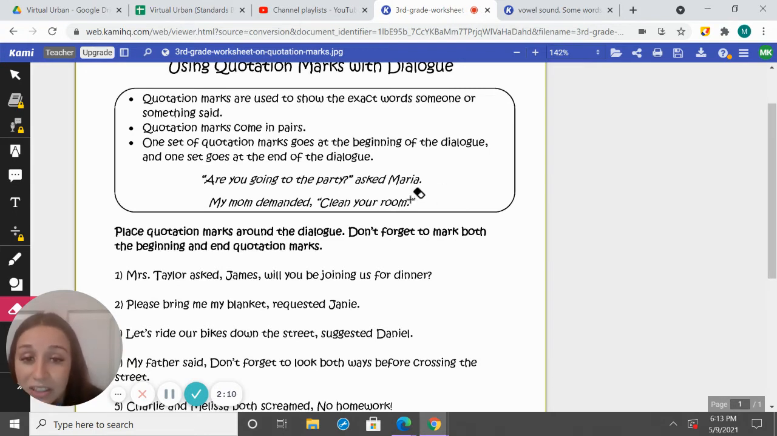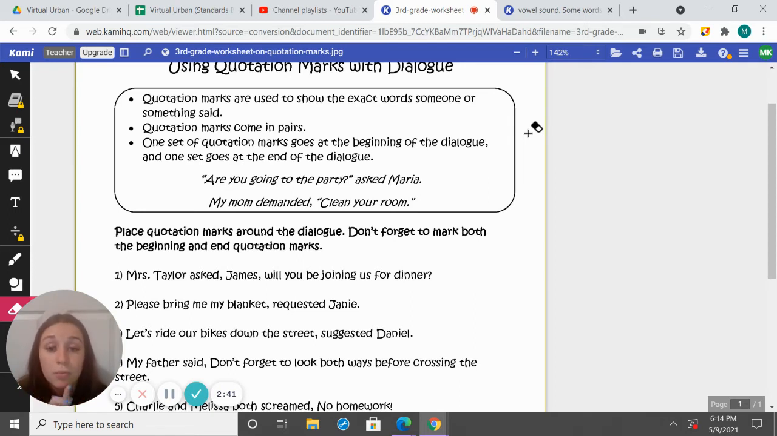So follow along as I read this first example. "Are you going to the party?" asked Maria. Let me read it one more time. "Are you going to the party?" asked Maria. So you can see that this is Maria talking, and Maria asked a question. This came directly from Maria's mouth, and she said, "Are you going to the party?" So we used quotation marks here. Put at the beginning, the first thing Maria said was "are," and the last thing she said was "party," so that's where we close off that quotation. Those are the words that Maria spoke.